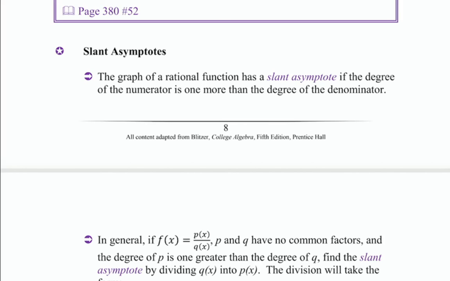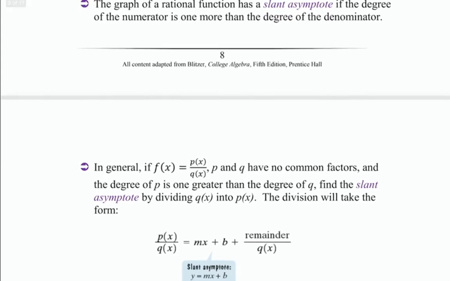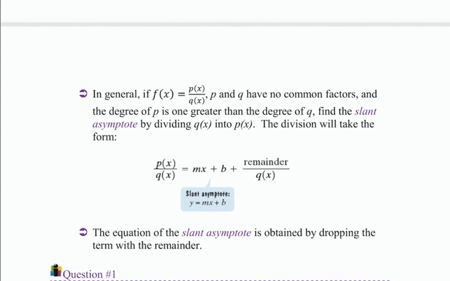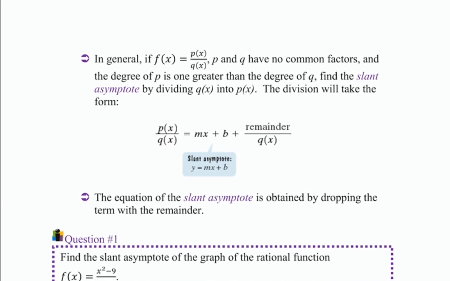So the graph of a rational function could have a slant asymptote if the degree of the numerator is 1 more than the degree of the denominator. That's got to go into your notes somehow. Slant asymptote only happens if the degree of the numerator is 1 more than the degree of the denominator. Okay. P and Q with no common factors, and the degree is 1 greater. Great, find the slant asymptote by dividing Q into P. In other words, we have to do the division.